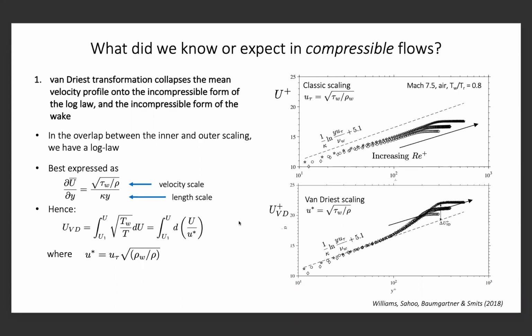So on the right, you can see the nice result. This is a Mach 7.5 turbulent boundary layer taken by Owen Williams. And when you go from classic scaling, which is the U tau scaling, you can see it falls well below the classic log law. But using the Van Driest scaling, U star, it pops up and collapses very nicely onto the log law. So it's very satisfying. The wake behavior is still varying because the Reynolds numbers are different between those three cases shown here. So that's rather satisfying. Everything seems to be working at a Mach number of 7.5.